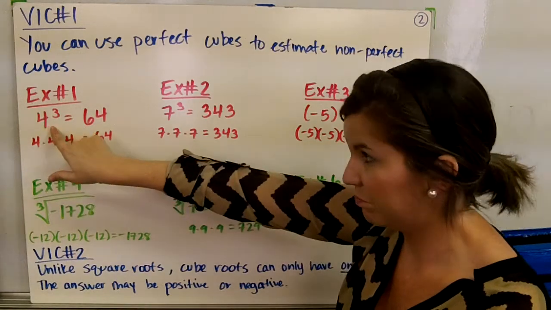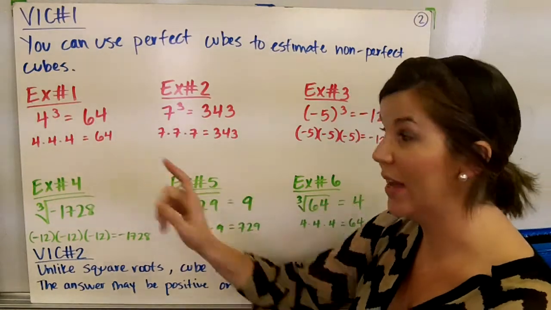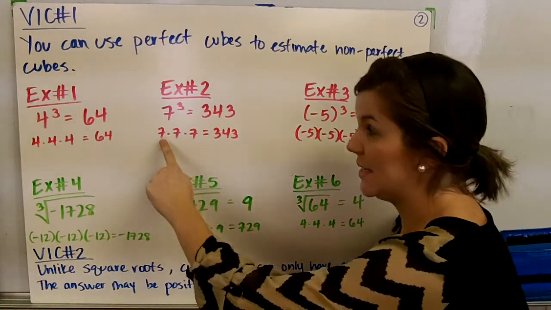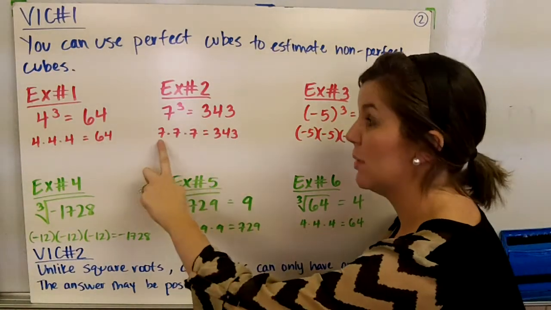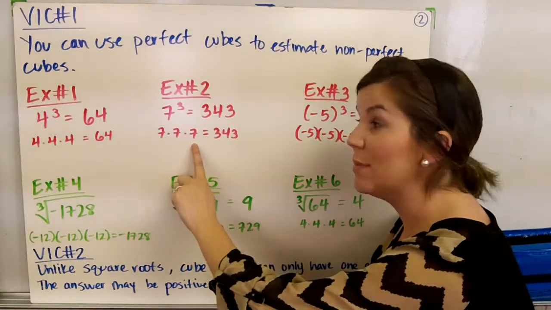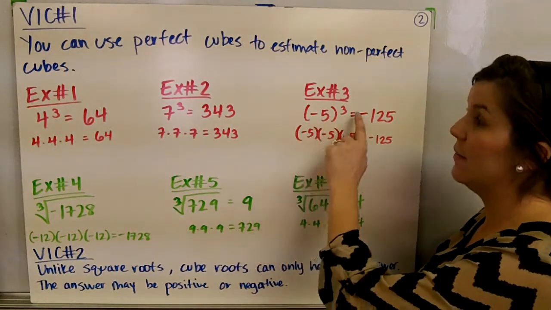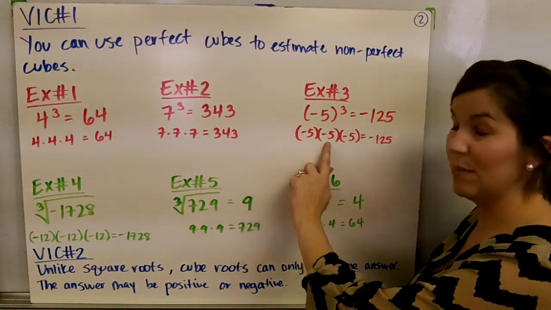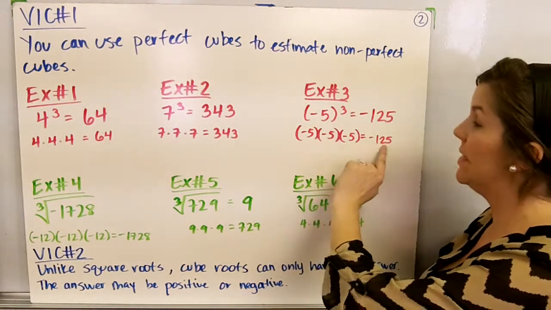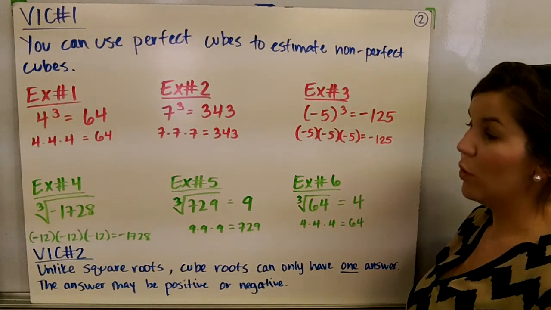Example number 1. 4 to the third power is 64 because 4 times 4 times 4 gave us 64. 7 to the third power is 343. It's 7 times 7 times 7. You multiply it by itself and you get 49, and then you multiply it by itself again, so 49 times 7 is 343. Example number 3. Negative 5 to the third power. So this is negative 5 times negative 5, which is positive 25, times negative 5 again is negative 125. So negative 5 to the third power is negative 125.